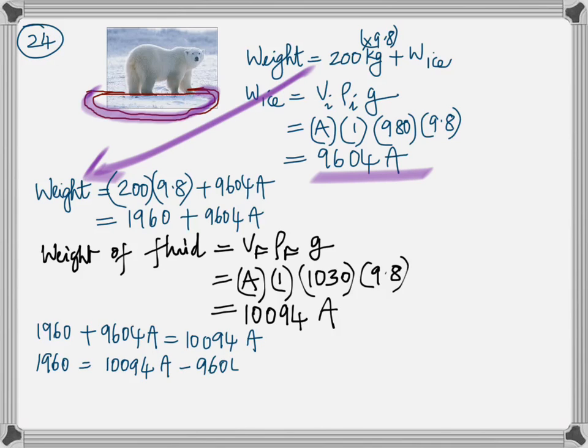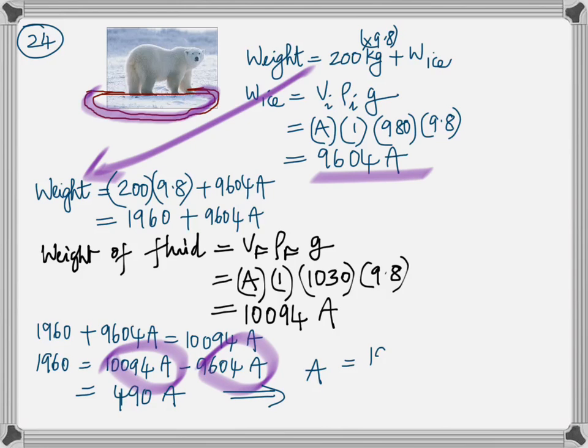So equate, now it's only math. Collect those two terms that have A's in them. You see two terms. This one has an A, this also has an A. So take that difference, 490 A. So A is 1960 divided by 490, which is 4 meters squared. So if that ice floe has an area of 4 meters squared, this polar bear will still be alive.